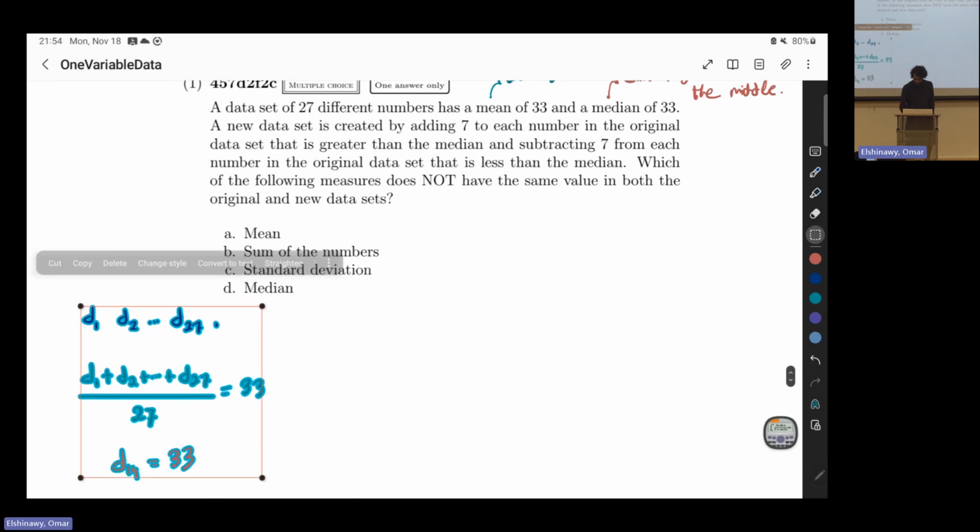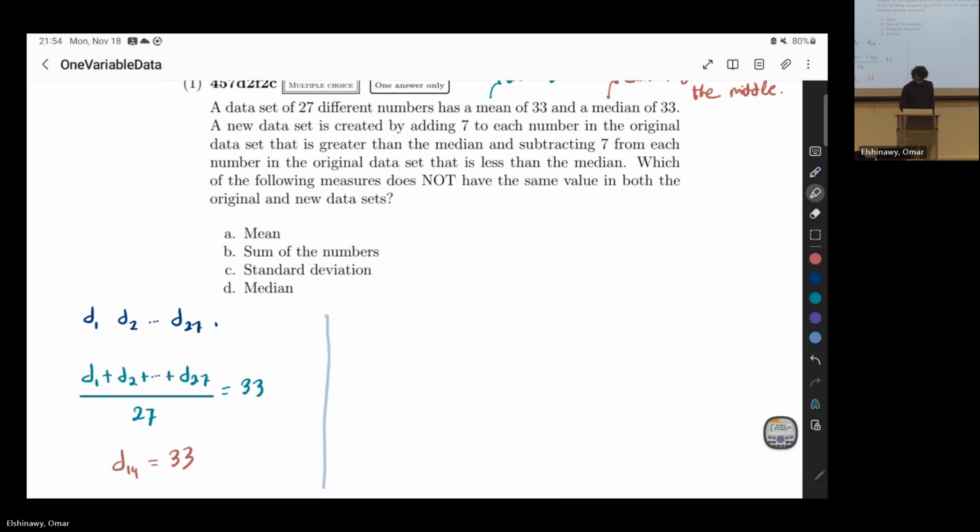So I have the same 27 digits, but here's what I do. I add 7 for each number that's greater than the median. So the median is in the middle, it's D14. Now, if you're greater than the median, I add 7. So I have D15 plus 7, D16 plus 7, so on and so forth, till D27 plus 7. And if you're less than the median, then you take away 7.